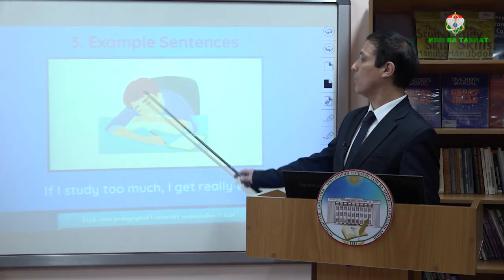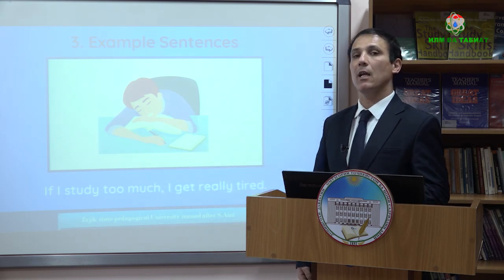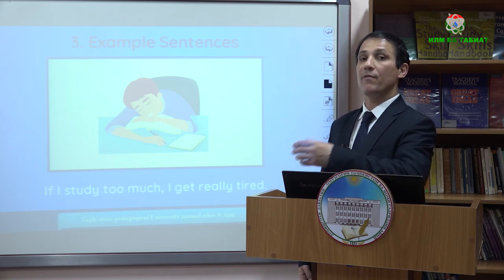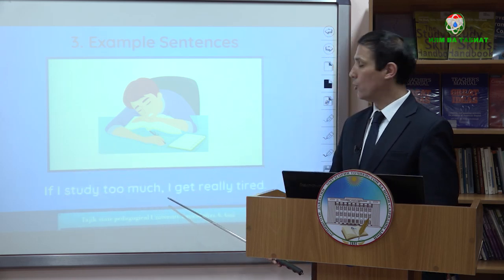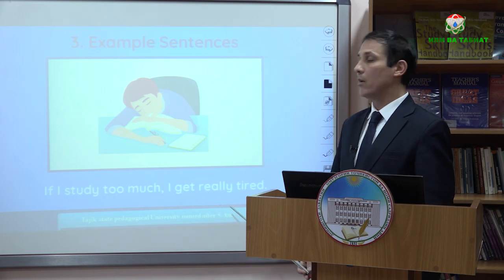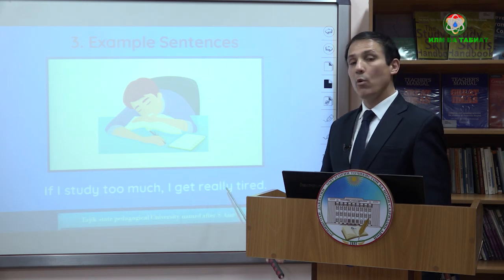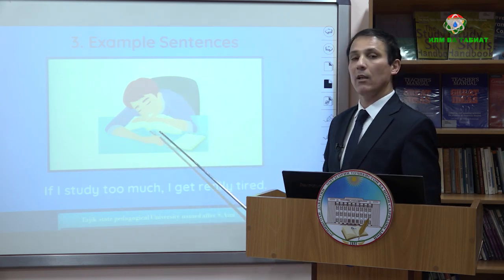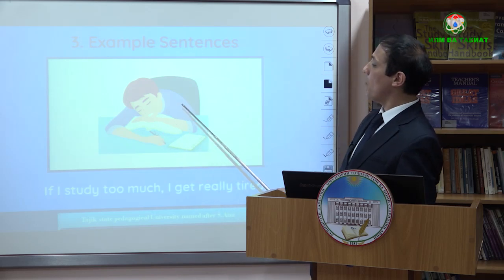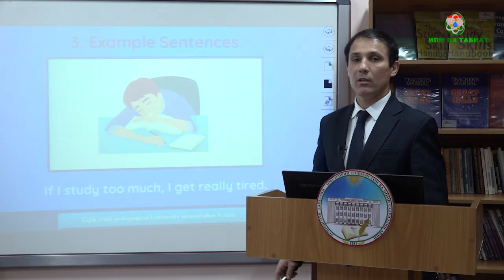Okay, next example, also the picture describes the sentence, whether this sentence has the result, the fact, or the clear information. For example, if I study too much, I get really tired. Here the picture shows that because the boy reads a lot, many books, he gets very tired. This is the result of the boy reading a lot of books.